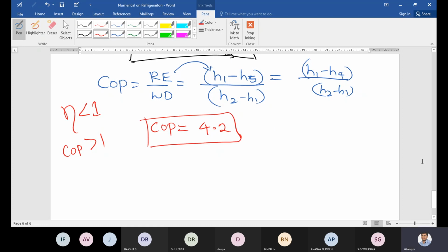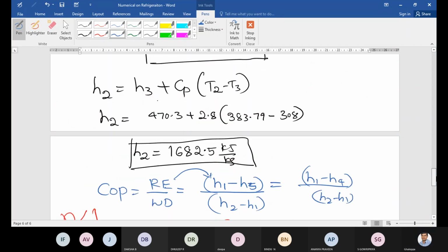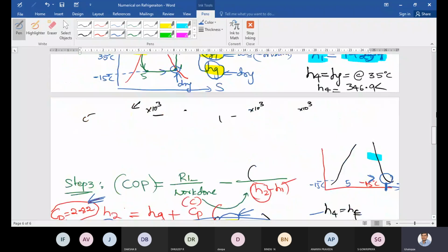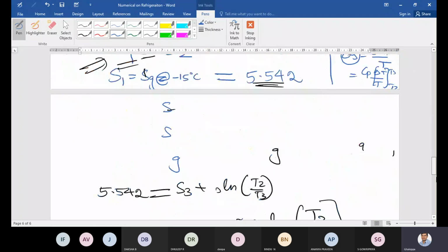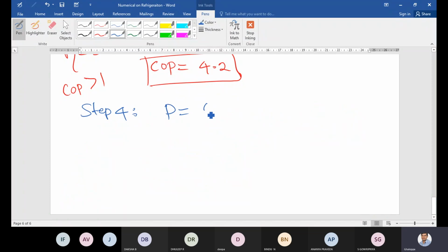Next, what is the third unknown here? Power. Power is again a very simple formula. Power is equal to mass flow rate into work done. I will write the last step here. Step number 3 is over. Now we are writing step number 4. Very simple. Power is equal to work done into mass flow rate. What is work done? Work done is H2 minus H1.